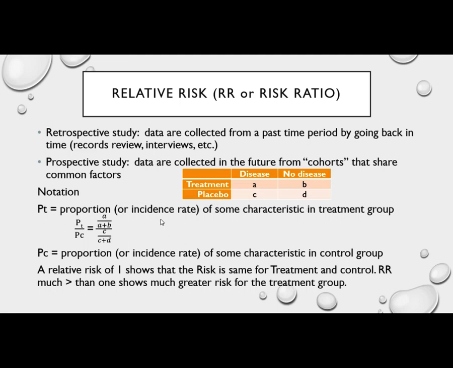Okay, so the proportion or incidence rate of some characteristic in the treatment group is A over A plus B, where the proportion or incidence rate of some characteristic in the control group is C over C plus D. A relative risk of 1 shows that the risk is the same for the treatment and control, right? It's a ratio, so when it's equal to 1, there is the same risk for both groups. When it's much more than 1, it shows a greater risk for the treatment group.